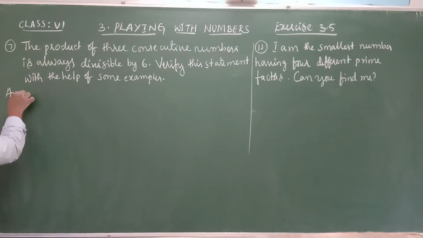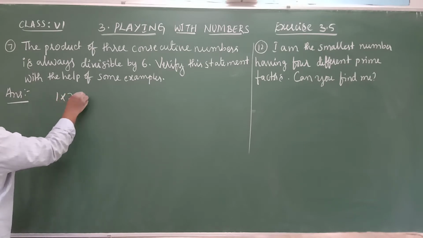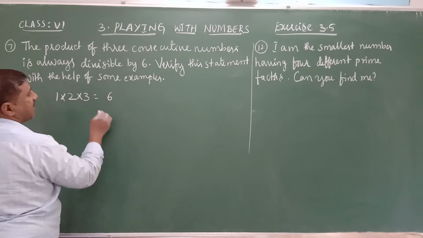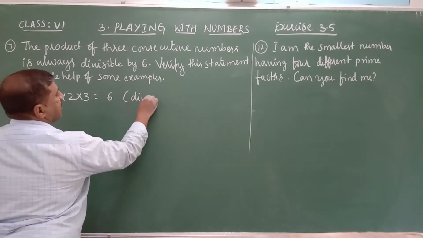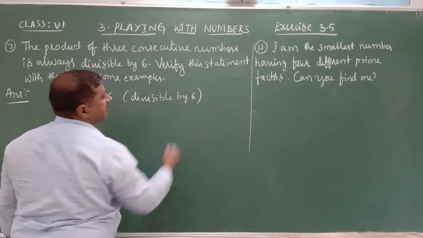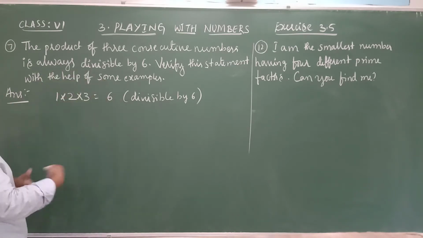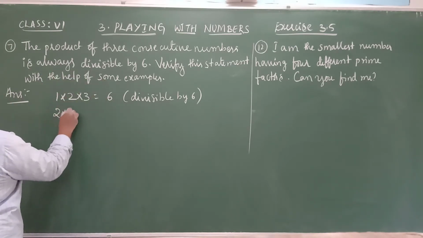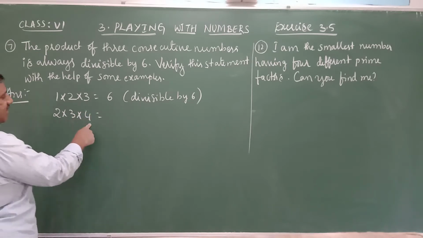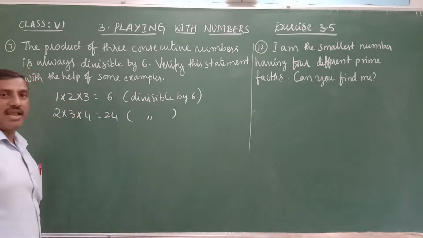You see here, three consecutive numbers. 1, next number is 2 and next number is 3. 1 into 2 into 3, 6. It is divisible by 6. 6 is divisible by 6. Do you agree? Yes. 6 ones are 6 and we get remainder 0. Next you take any three consecutive numbers. 2 into 3 into 4. 2 into 3, 6. 6 into 4, 6 fours are 24. 24 is also divisible by 6.